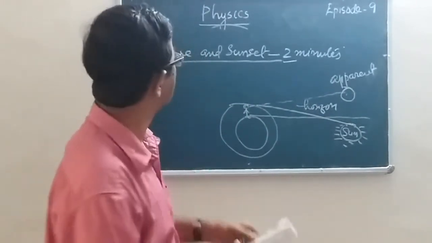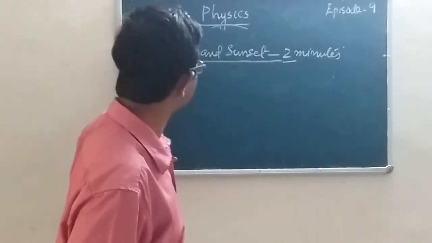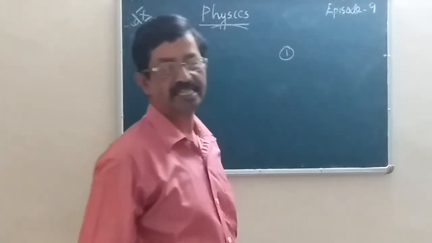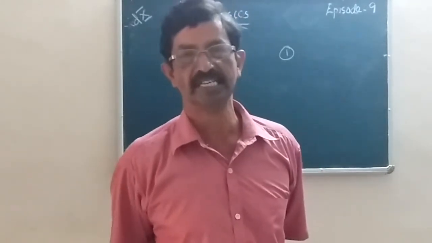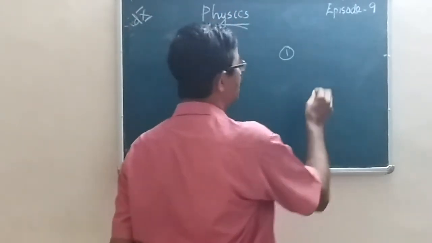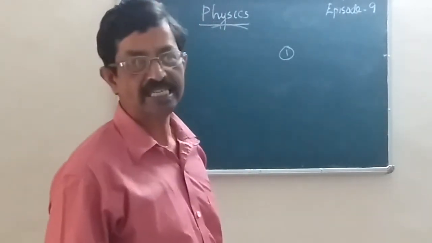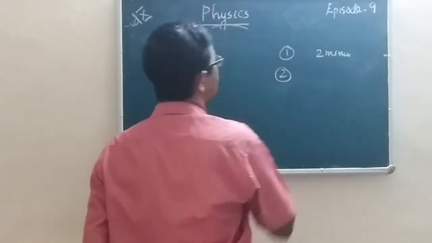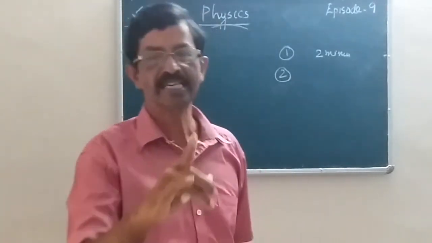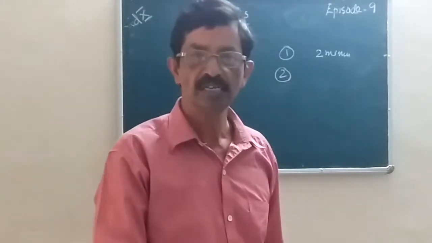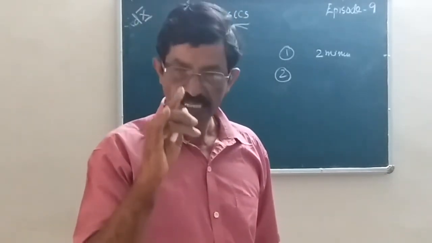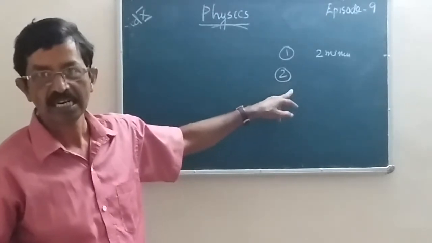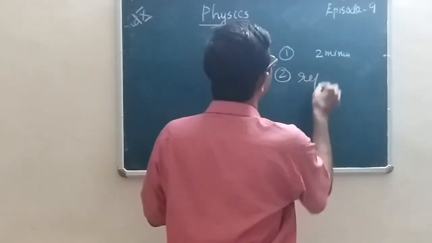Now, two questions to you from this. One question is, after sunset, how many minutes more can you see the sun? The answer is 2 minutes more. Second question: why can we see the sun 2 minutes more after sunset or before sunrise? And the answer is, it is due to atmospheric refraction.